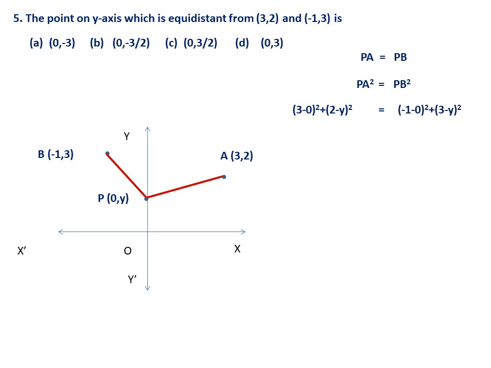So (3 minus 0) whole square plus (2 minus y) whole square equal to (minus 1 minus 0) whole square plus (3 minus y) whole square. Solve this one. So y square cancels, then simplification will give you the result. So it is y equal to minus 3 by 2.